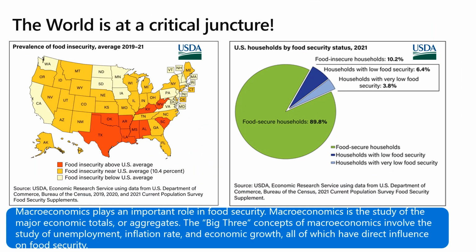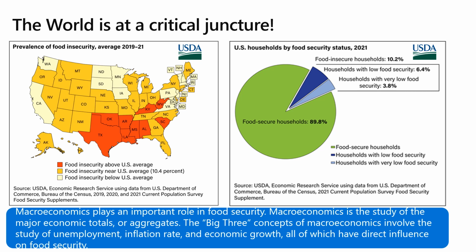Coming to the United States of America, our home, the U.S. Department of Agriculture has characterized food security in three categorizations. This is as per the Prevalence of Food Insecurity Average 2019 to 2021 report released by USDA. Within the US, food secure households are 89.8% and around 10.2% of households are food insecure. Within the 10.2%, households with low food security are 6.4%, and households with very low food security are 3.8%. As you can see on the US graph, there are pockets of states within the country that have very high food security and very high food insecurity too.